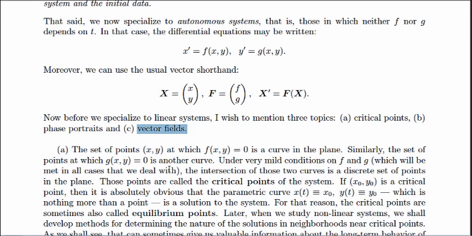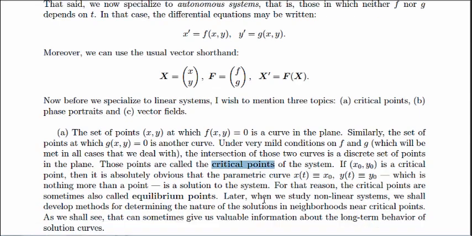The set of points in the plane in which f is 0 is of course just a curve in the plane. And similarly, the set of zeros of g is another curve. And as I say here, under very mild conditions on f and g, which are met in all the circumstances we encounter, the intersection of two curves like that is a discrete set of points in the plane. Those points are called the critical points of the system.